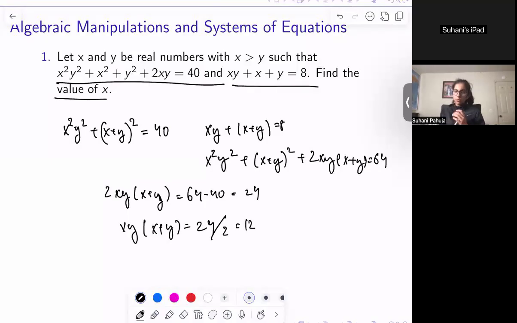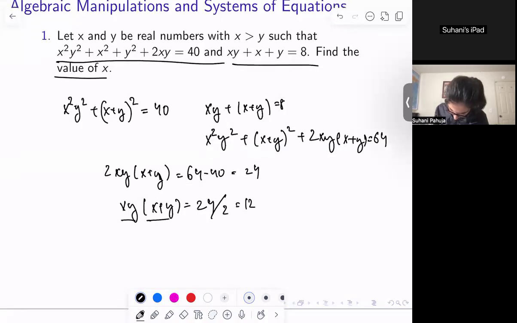From here, what we can do is let xy and x plus y be roots of some quadratic equation. We have that the product of xy and x plus y is 12, and the sum of xy and x plus y is 8. So then we can write our quadratic equation as a squared minus 8a plus 12 is equal to 0.